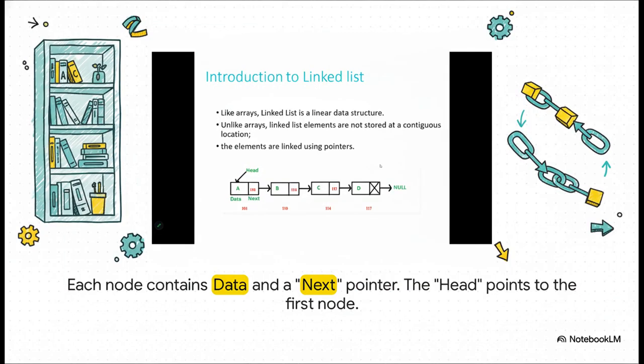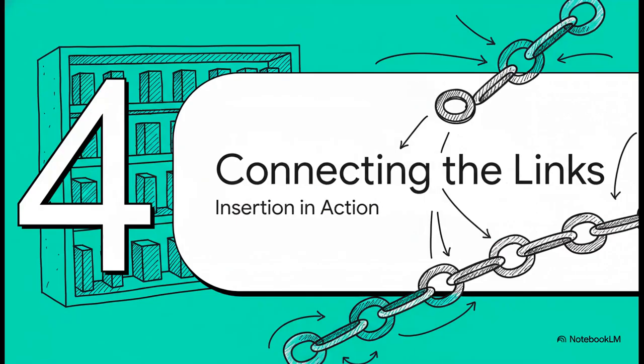The magic ingredient here is something called a node. And a node is super simple. It just holds two things. First, the actual piece of data you care about, and second, that all-important next pointer, which is just the address of the next node in the scavenger hunt. And the whole list starts with one special pointer called the head, which just points you to the very first clue.